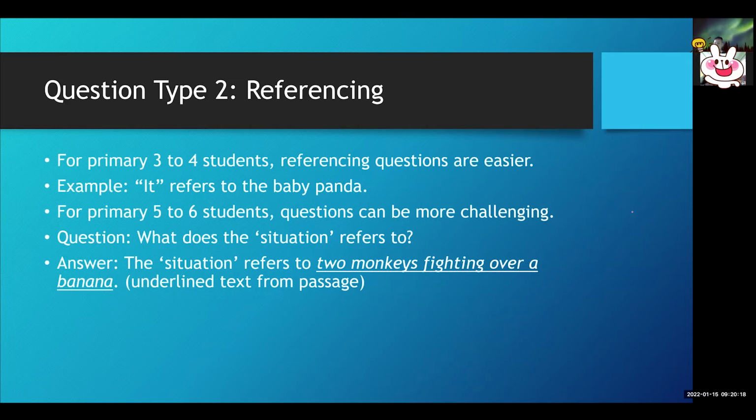Sometimes, if your language is strong, you get a pronoun like "it," for example. What does "it" refer to? You know that grammatically, "it" cannot be used to refer to people. It can only be used to refer to things or animals. So when you put down the answer, don't put down something like "it refers to Mr. Chan," who is a person. Then 100% it is wrong. Your answer, based on grammar alone, is wrong. That's referencing.